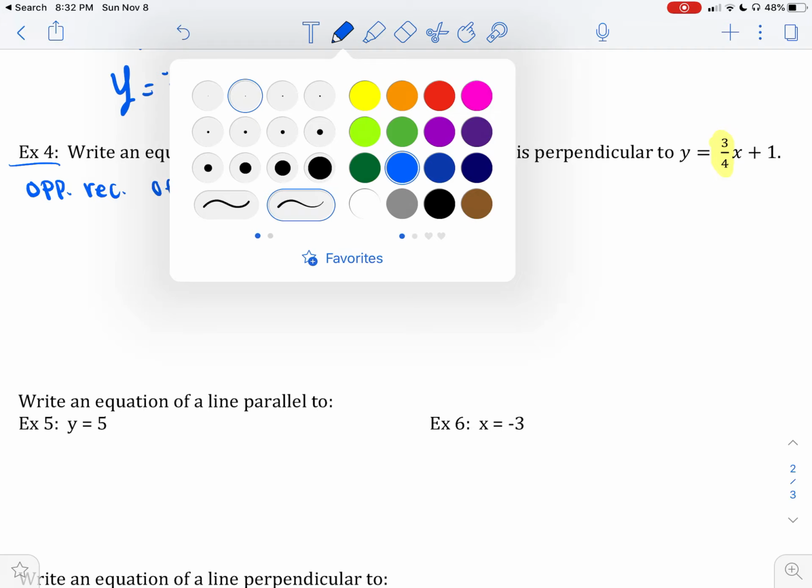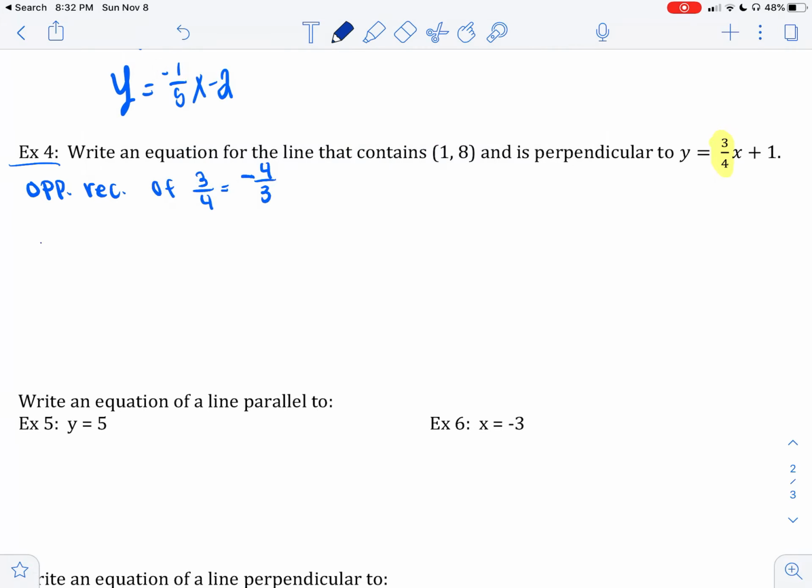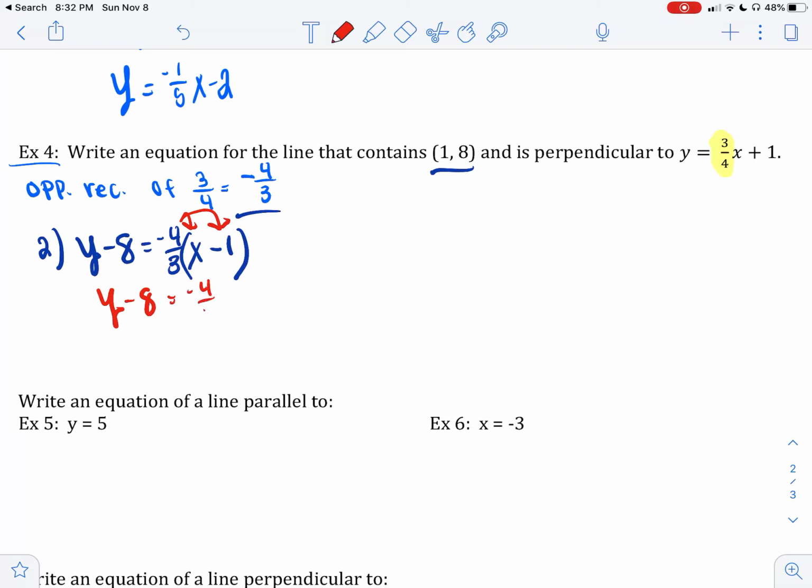Now we need to write our line in point-slope form. We have our point here and our slope here. So y - 8 = -4/3 x, and don't forget your parentheses, minus 1. To solve for y, our first step is distributing that -4/3. If we distribute that -4/3, we have y - 8 = -4/3 x, a negative times a negative becomes positive, and then 4/3.